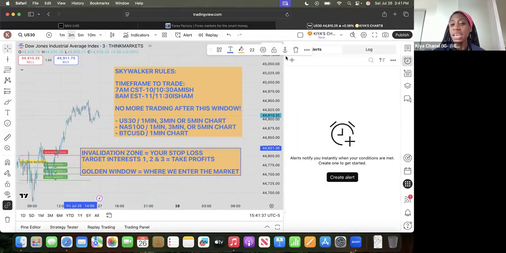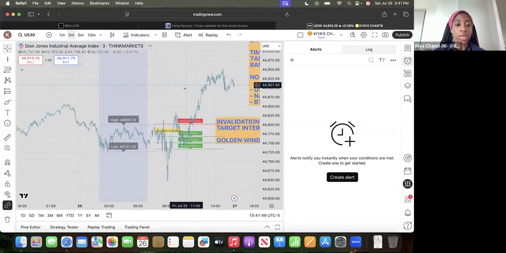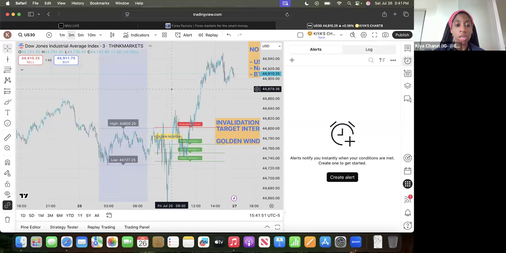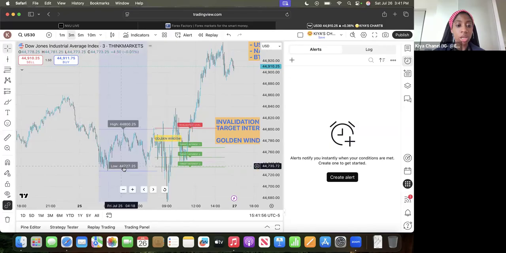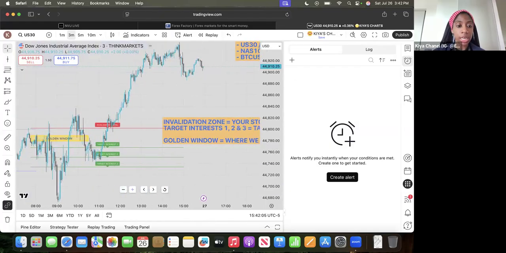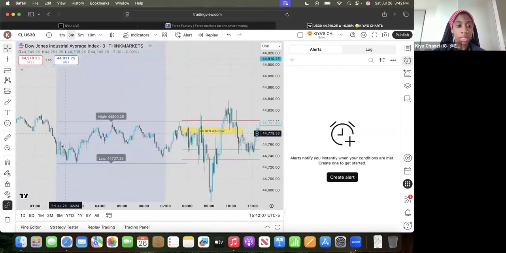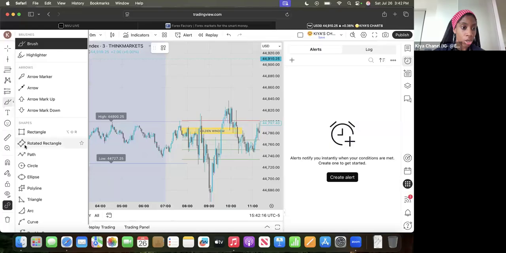Okay, so setting alerts. You guys definitely want to set your alerts, because one thing that Luke said that resonated with me was the fact that when Skywalker comes out, it comes out with a high and it comes out with a low on the scanner. So basically, he was saying that he really doesn't care what's going on in between the high and the low that the scanner calls out. So I'm going to show you guys what that looks like.